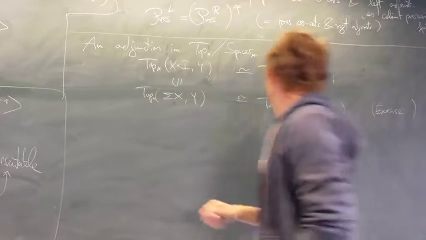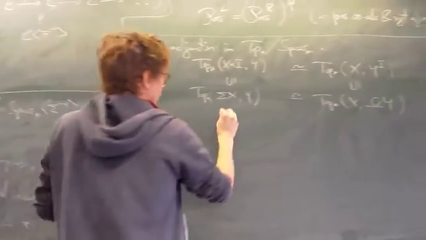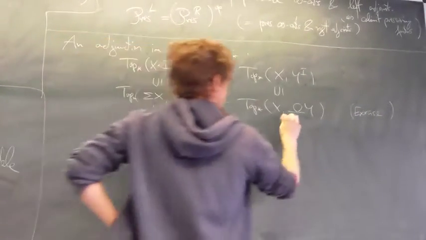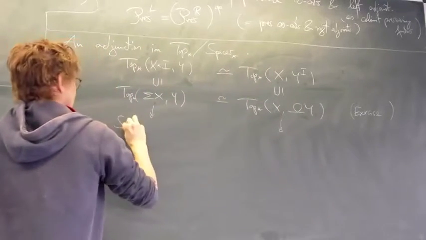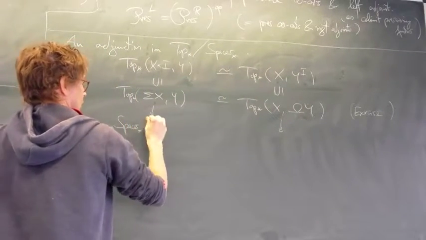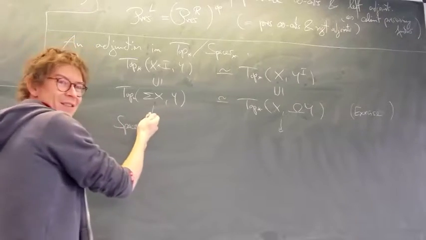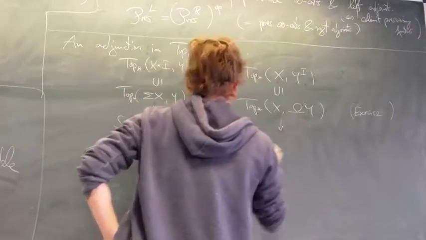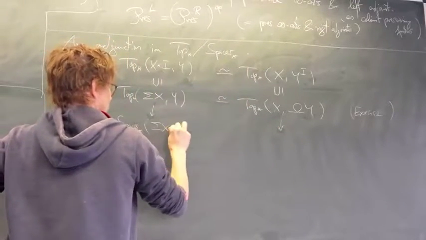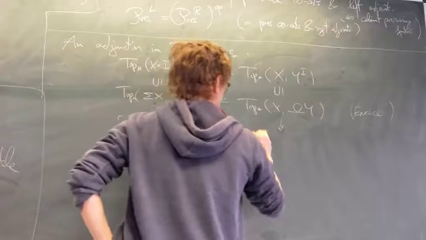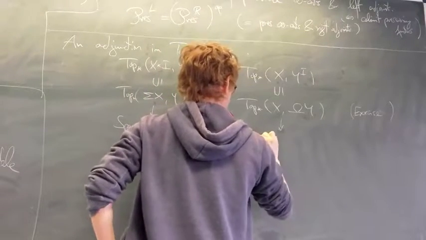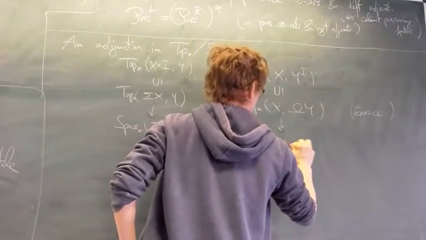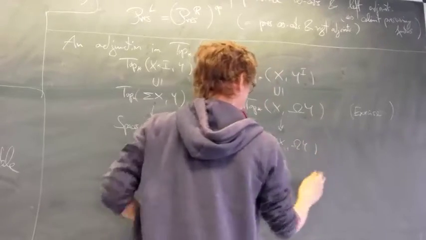If we don't know it already, we have this adjunction, and this passes through to pointed spaces. I'm sort of writing this, that's confusing. So now we see this in the infinity category, we have the adjunction like this.